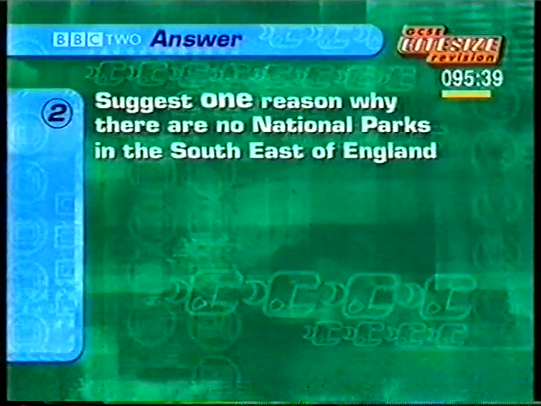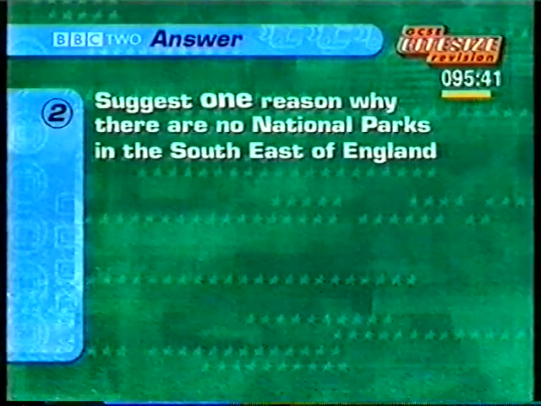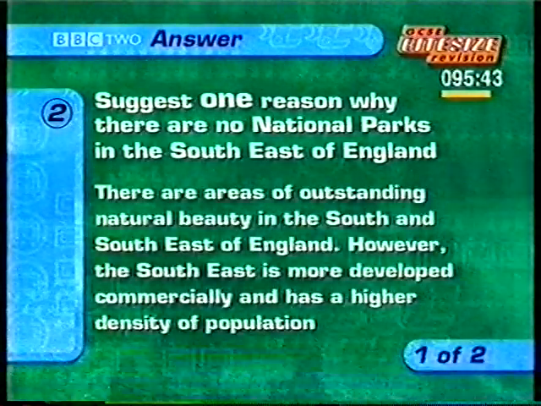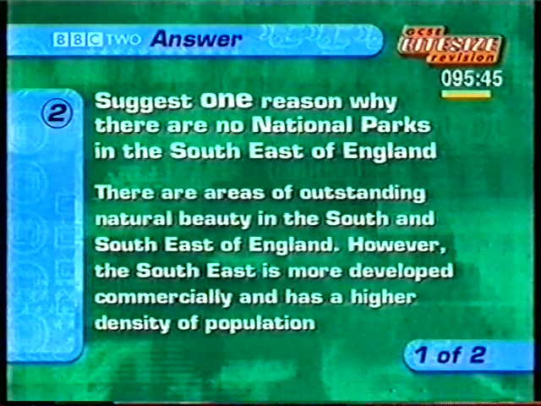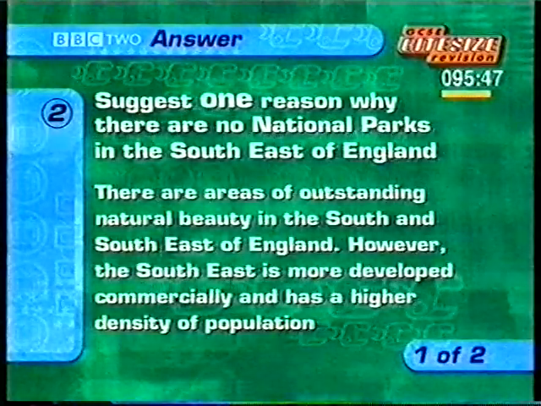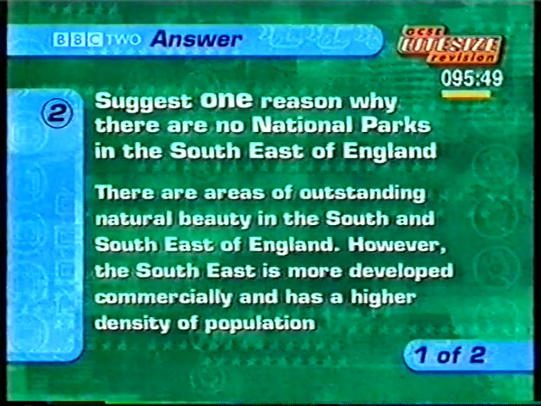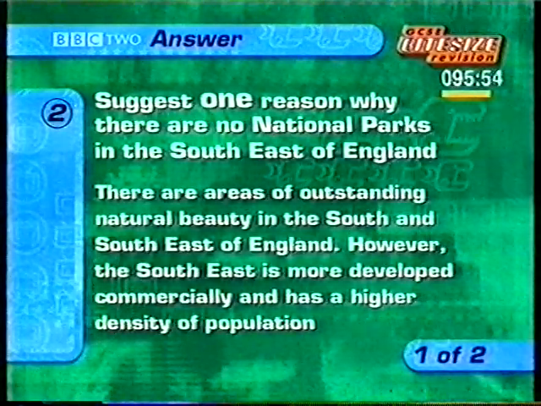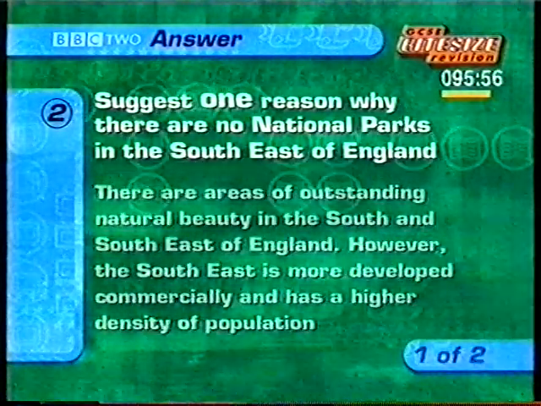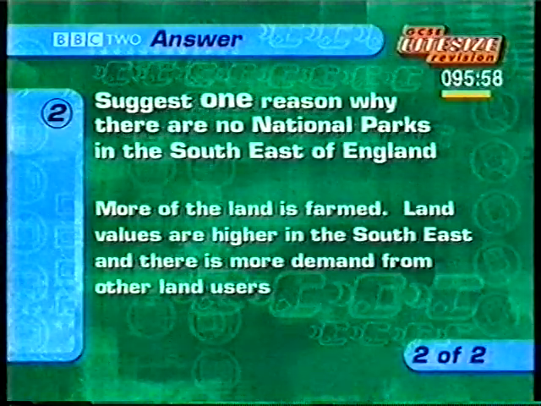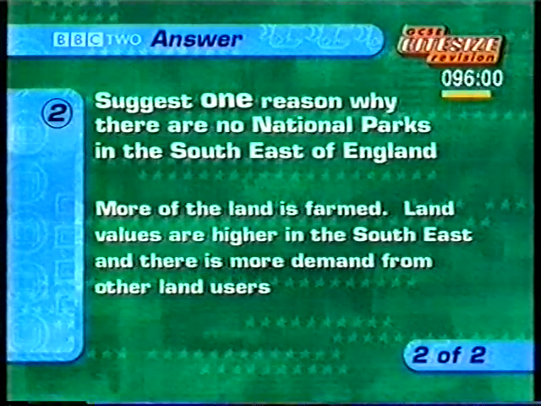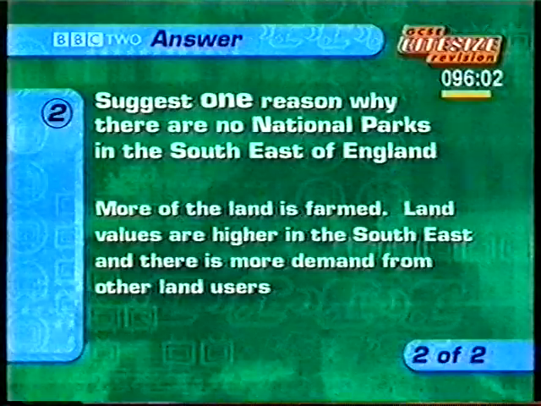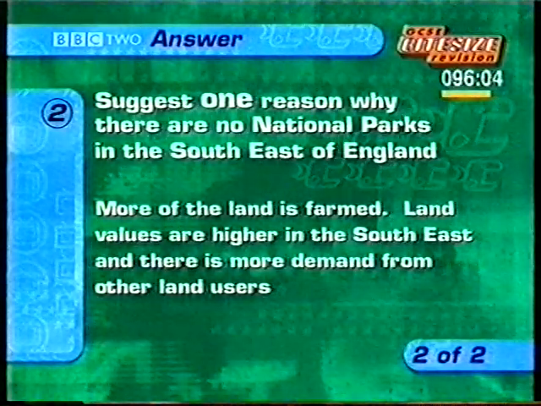For question 2, your answer should be something like this. There are areas of outstanding natural beauty in the south and southeast of England. However, the southeast is more developed commercially and has a higher density of population. More of the land is farmed. Land values are higher in the southeast, and there is more demand from other land users.